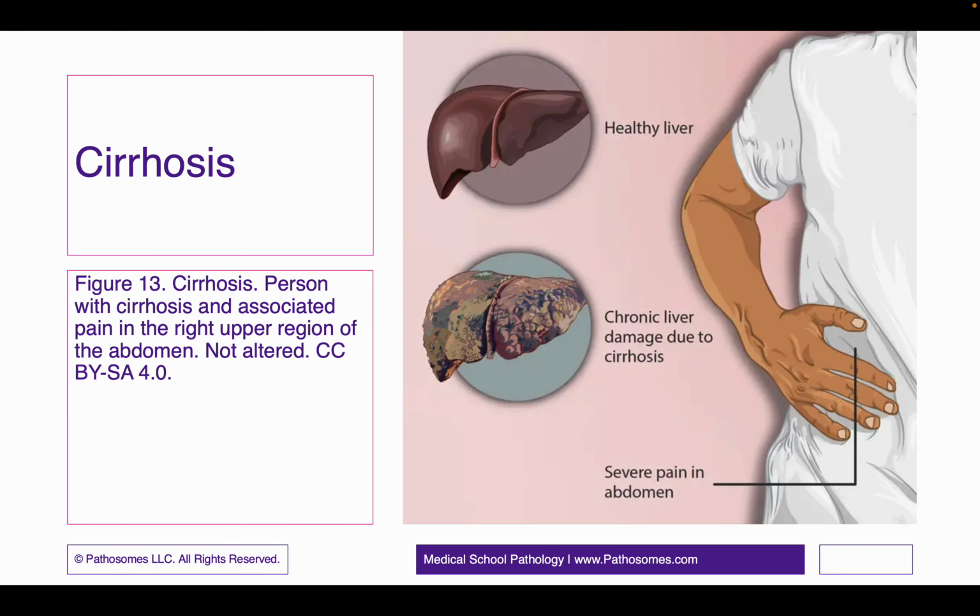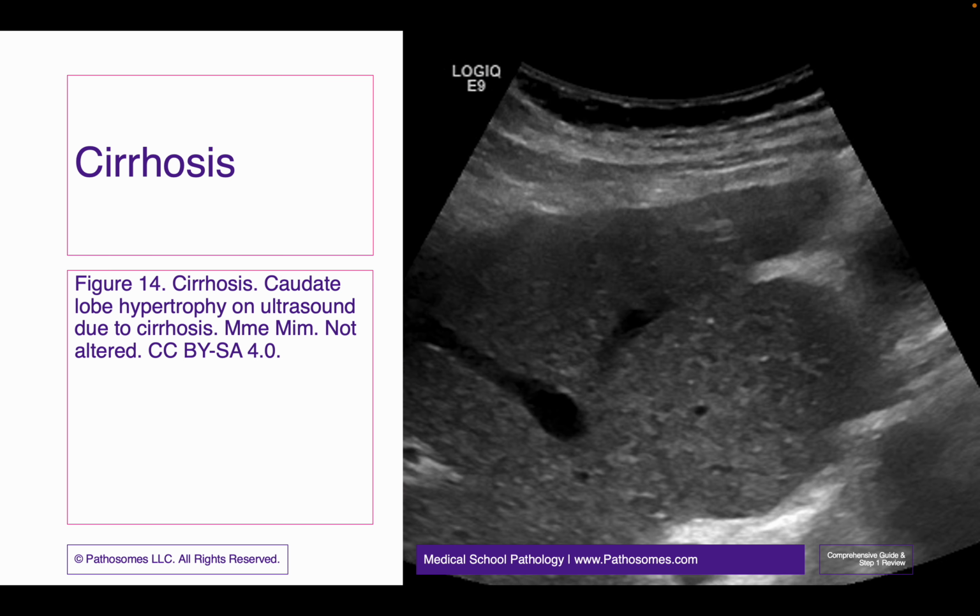And here we have a cartoon of a patient with cirrhosis. Note the difference between the healthy liver and the cirrhotic liver. Patients may present with severe pain in the abdomen. And here we have cirrhosis showcased by a caudate lobe hypertrophy on ultrasound due to cirrhosis.